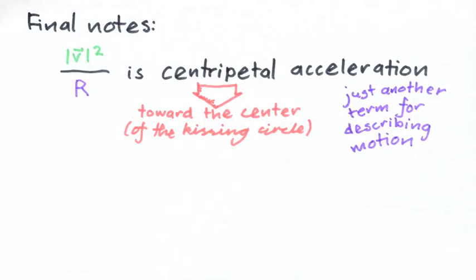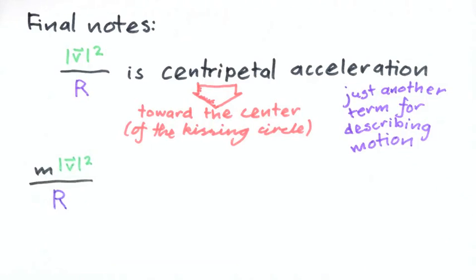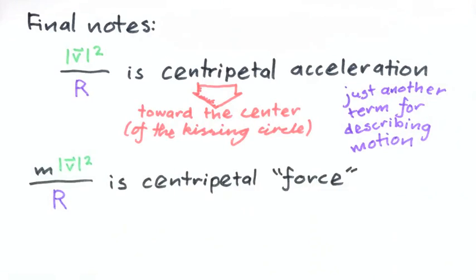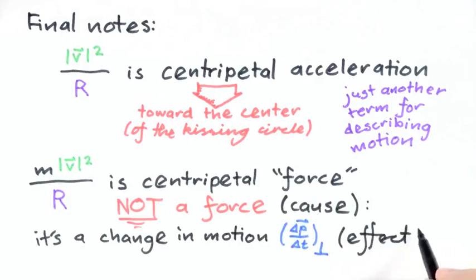Along these same lines, here's more vocabulary and a cautionary note. The system mass times the speed squared divided by r is sometimes called the centripetal force. This is unfortunate language, as this quantity is not a force. It's just another confusing name for delta p over delta t perpendicular. The centripetal force describes the effects here, which Newton's second law tells us is caused by some non-zero Fnet perpendicular acting in this case.